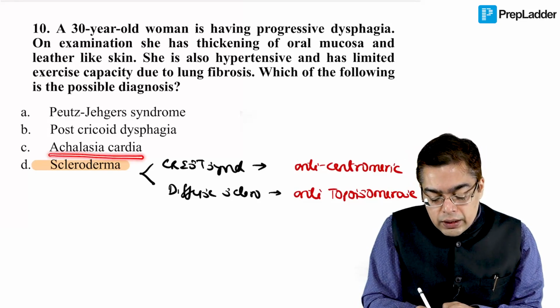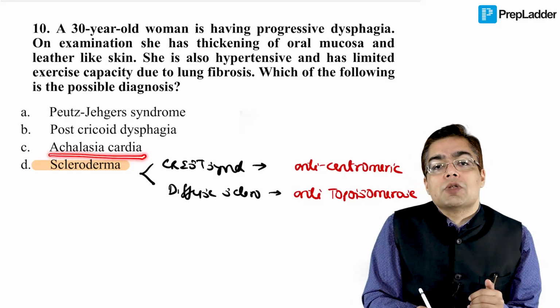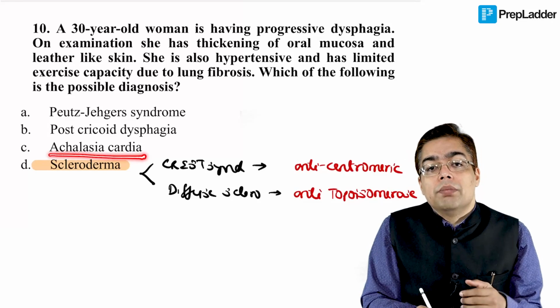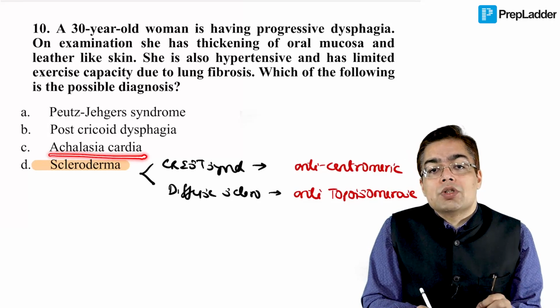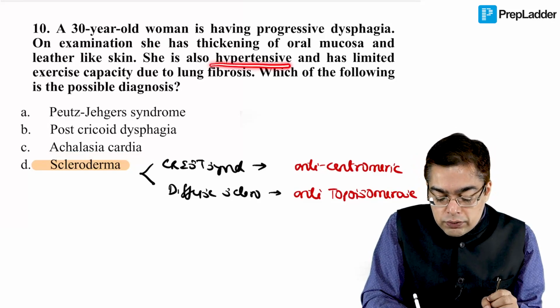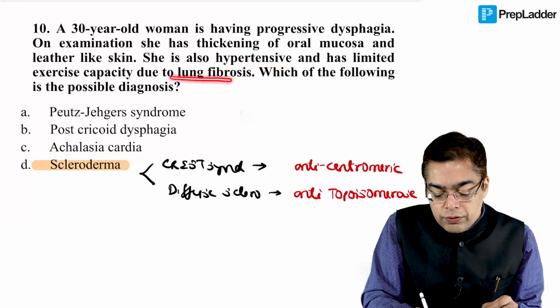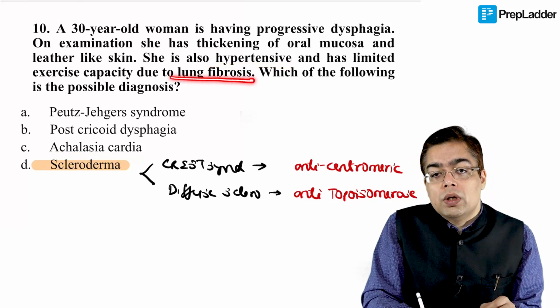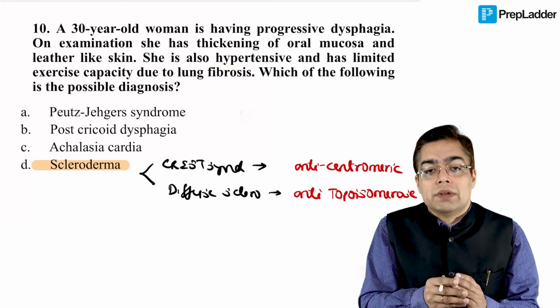Achalasia cardia would have been a condition in which the patient would have just presented with something like dysphagia, but then you cannot explain the presence of increased blood pressure in this patient, and you cannot explain the presence of lung fibrosis in this particular individual. Neither can you explain the presence of thickening of the skin.